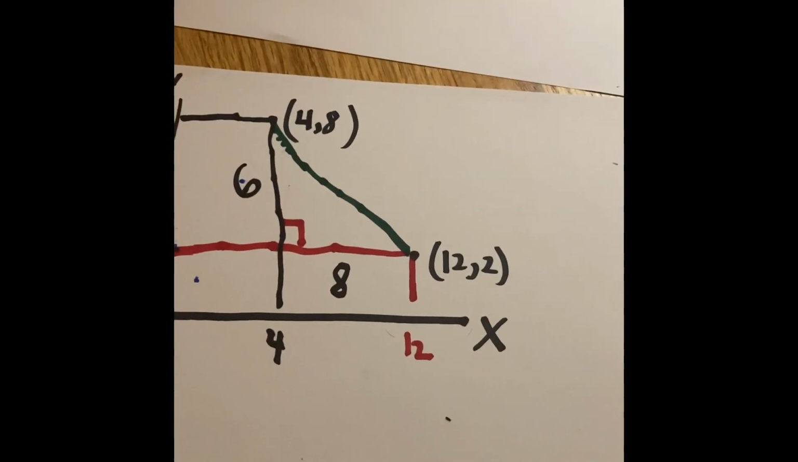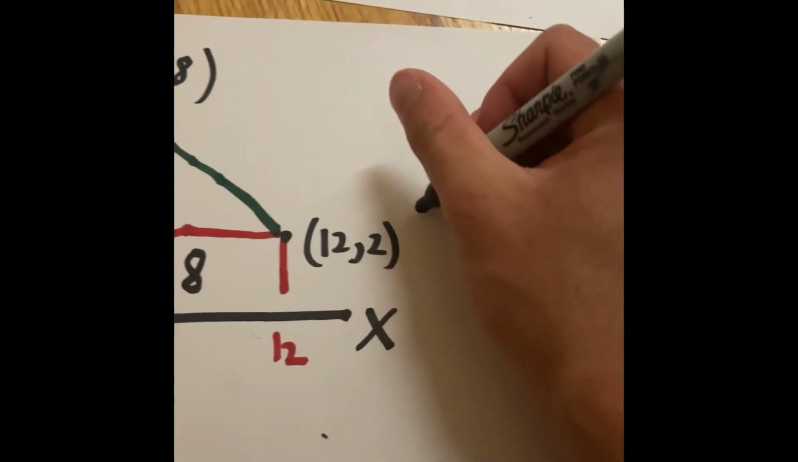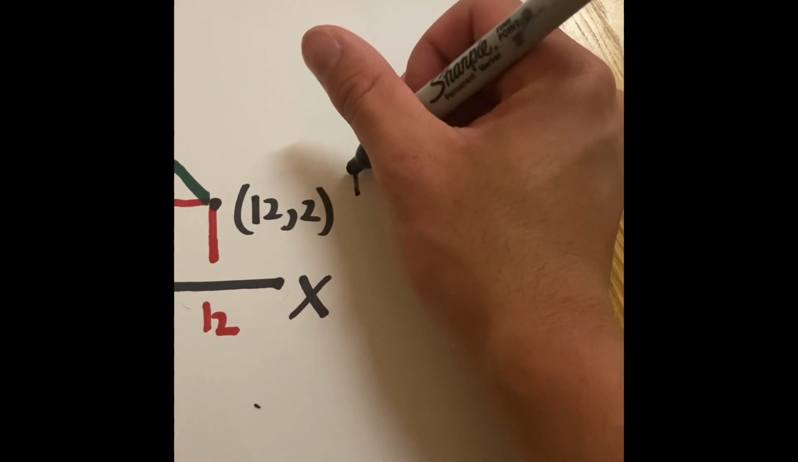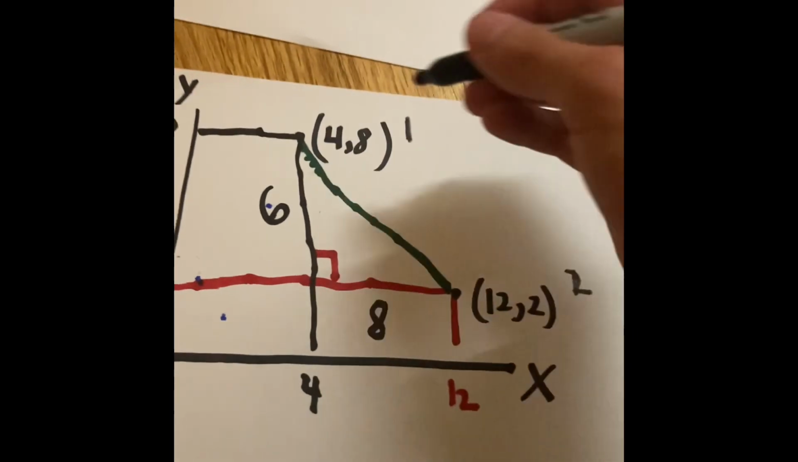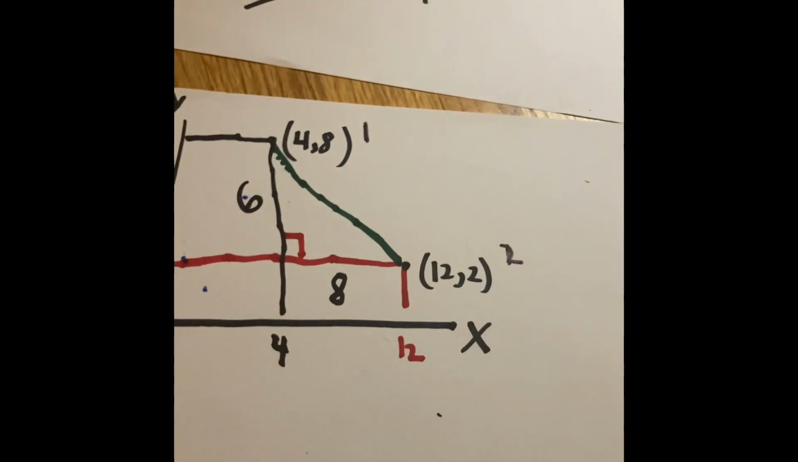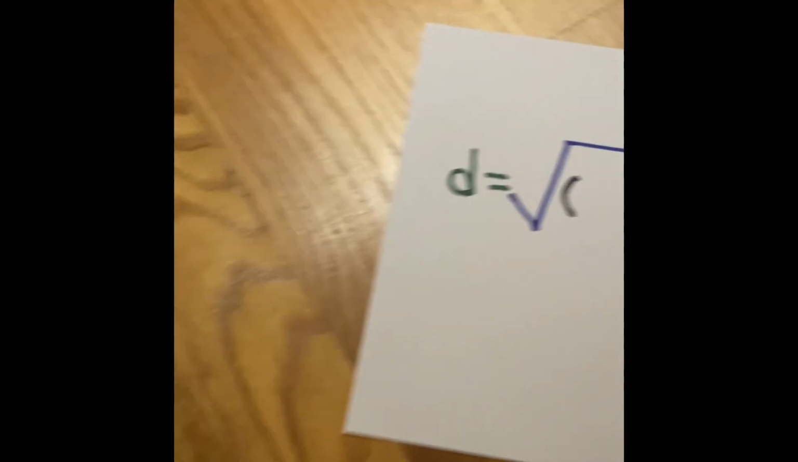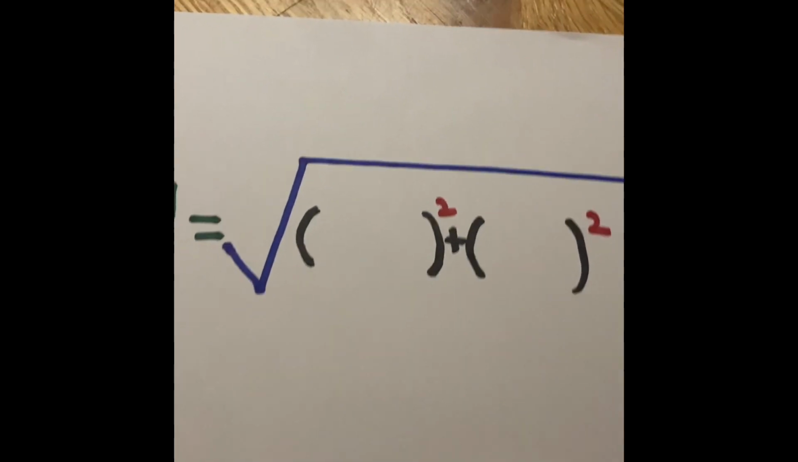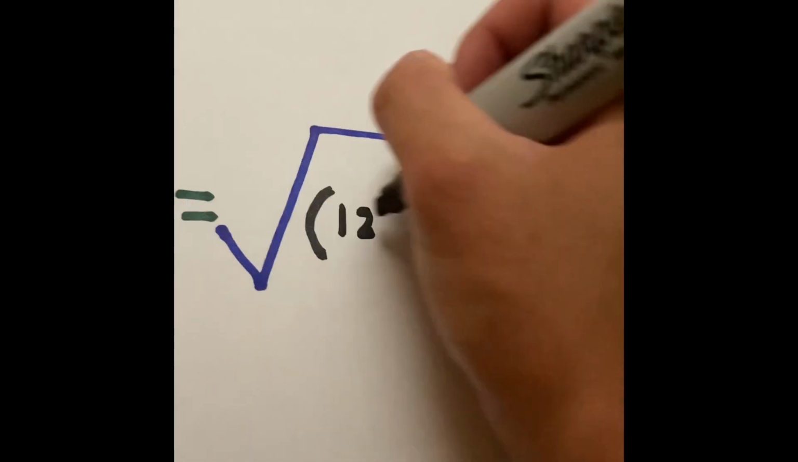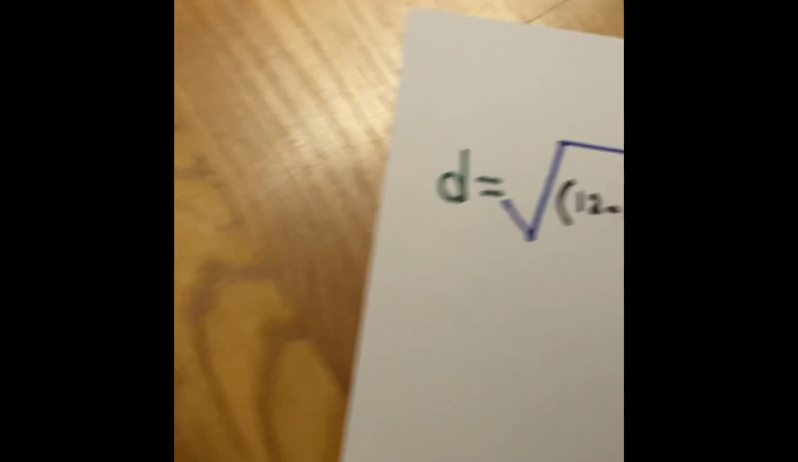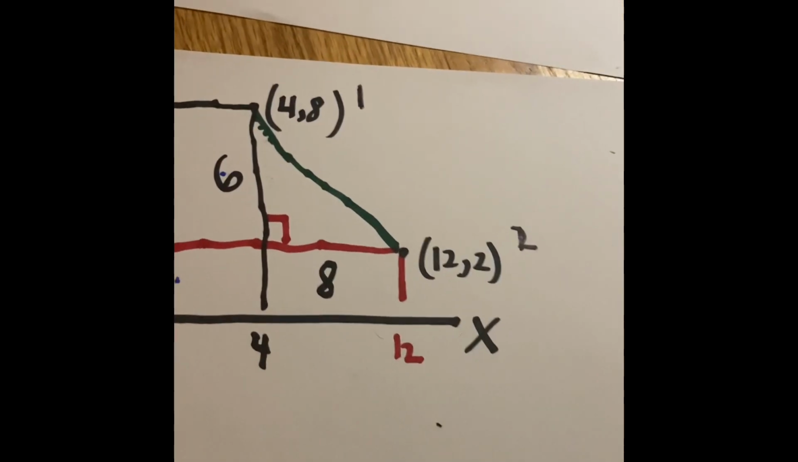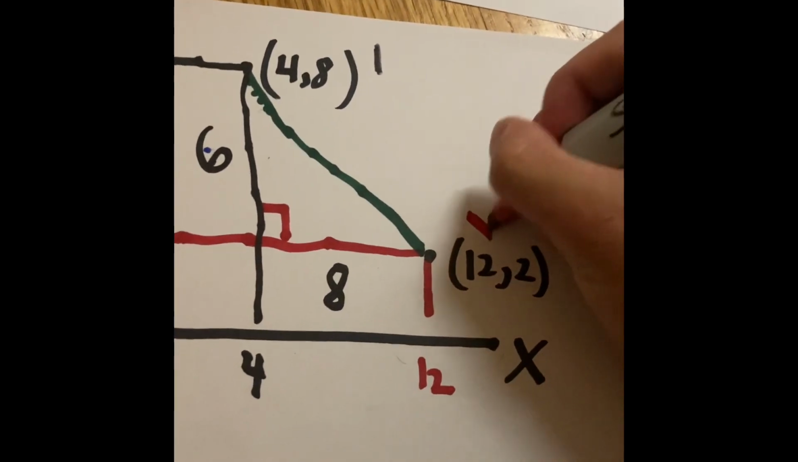So we're going to pick some numbers. We are going to say that this is going to be coordinate number 2, and coordinate number 1, since it looks like a negative slope. So here's what's going to happen. We are going to say 12 minus 4. That is because 12 and 4 are the x's of both of the equations.